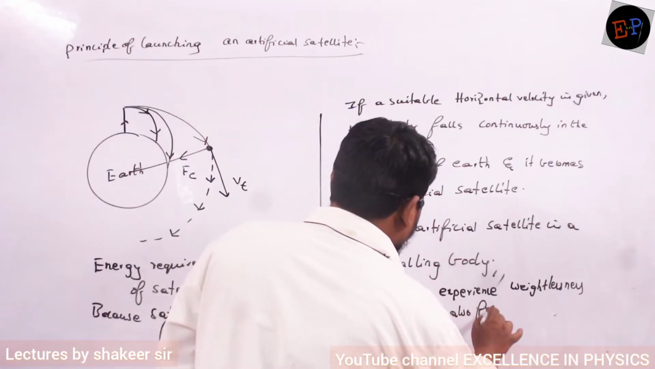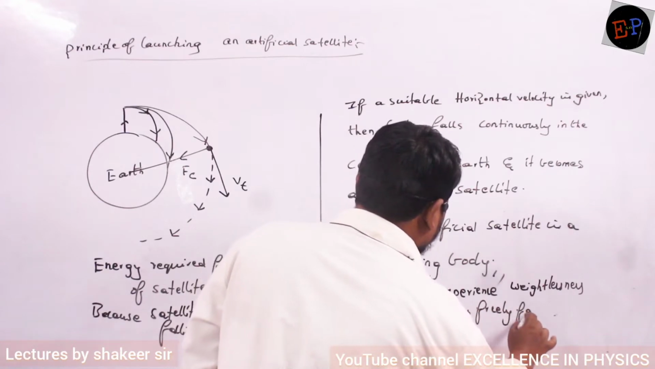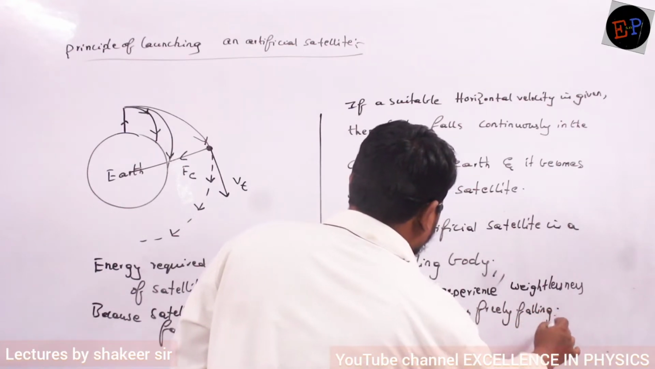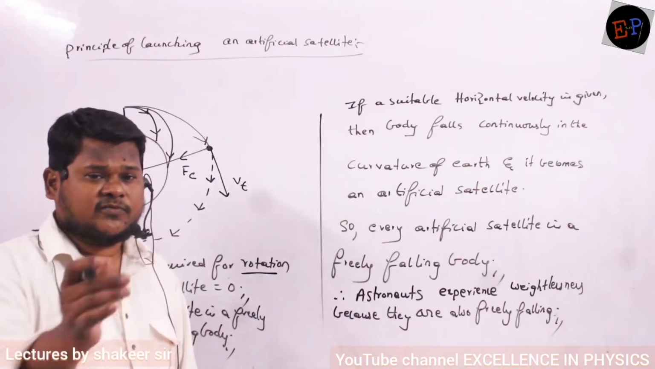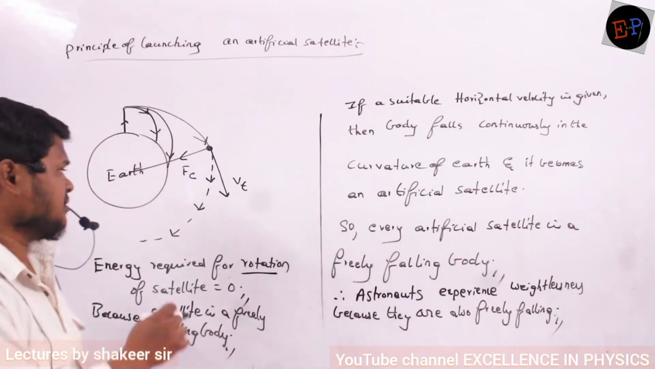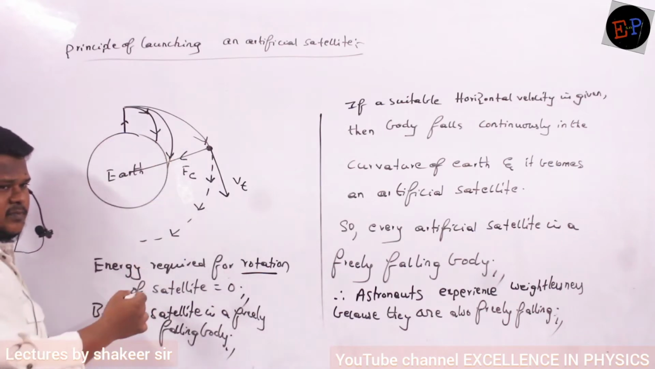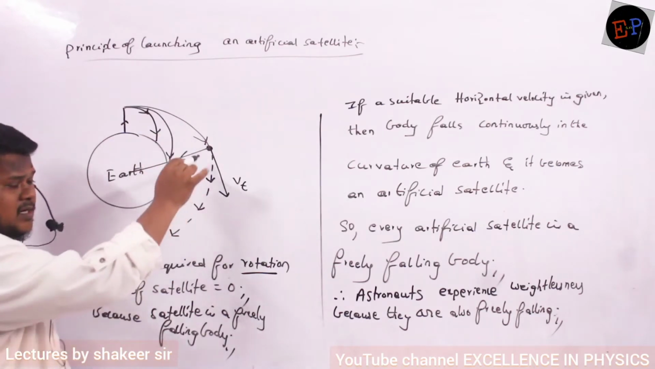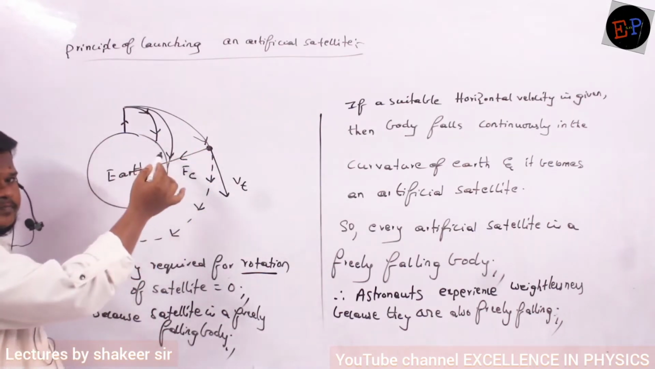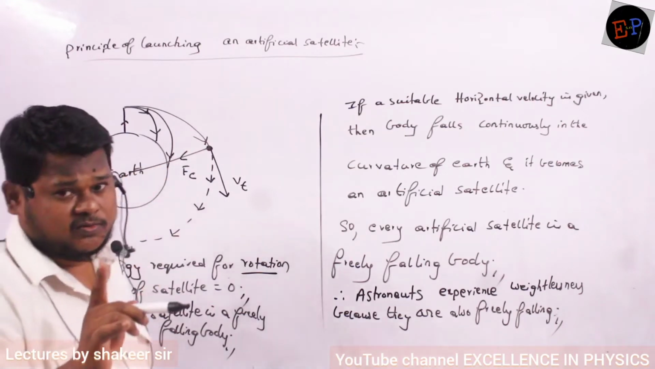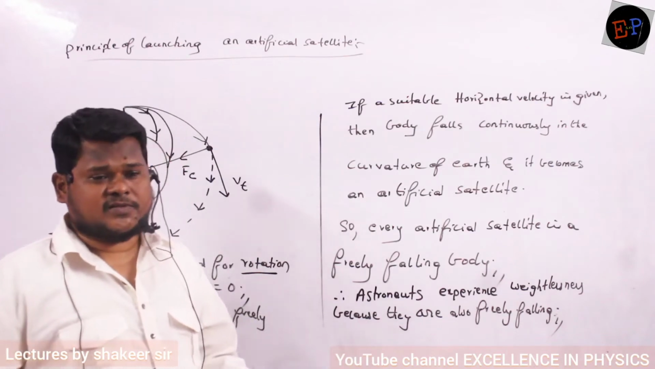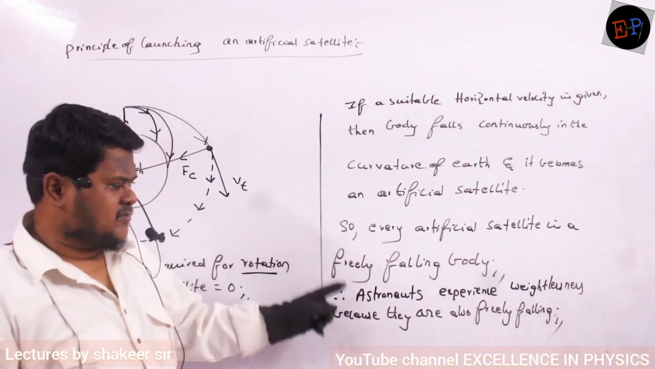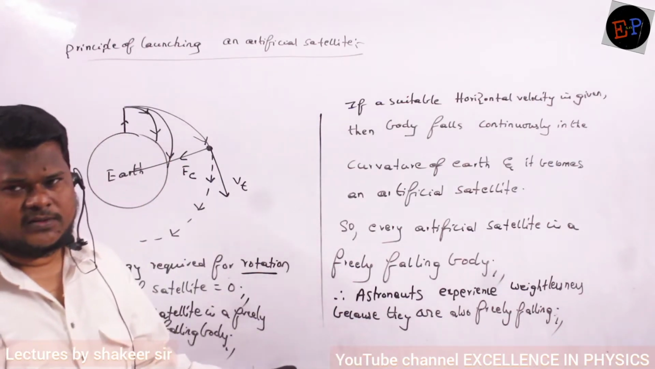Okay? They are freely falling doesn't mean that a force is not acting on them. Force is acting, that is why they are moving in a circular path, no? But this is what kind of movement? This is freely falling motion. So the g value is not 0, but weight will become 0. So therefore you can say g value has become 0, because any freely falling body does not have any weight.